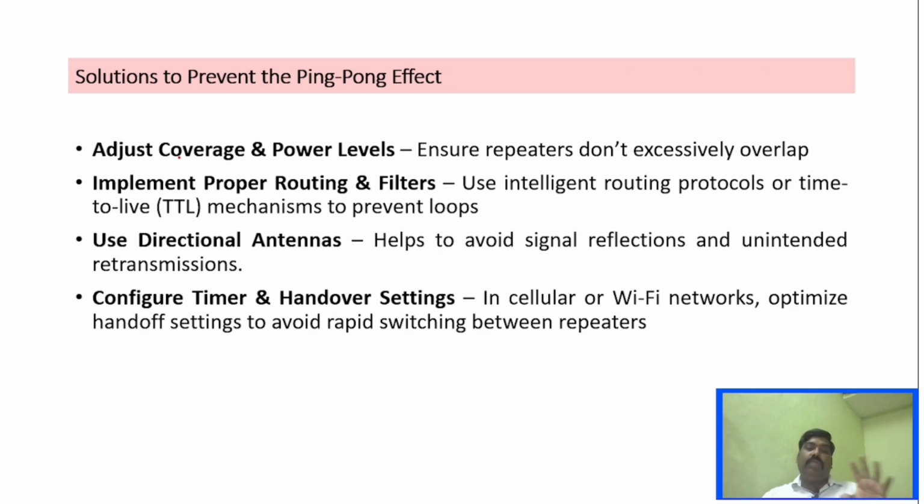And these can be some notable solutions. We've already seen two important solutions. They can be a proper solution to prevent the ping pong effect. That is, adjust coverage and power levels. You have to ensure that repeaters do not overlap with each other. And similarly, proper routing filters, right? We have to use proper routing filters to overcome this ping pong effect. Using directional antennas can also help to avoid signal reflections, and configure timing and handover settings in cellular or Wi-Fi networks. Repeaters play a very vital role in RF communication, especially in cellular and Wi-Fi networks.